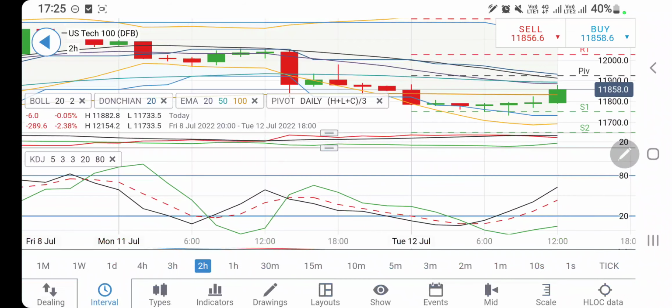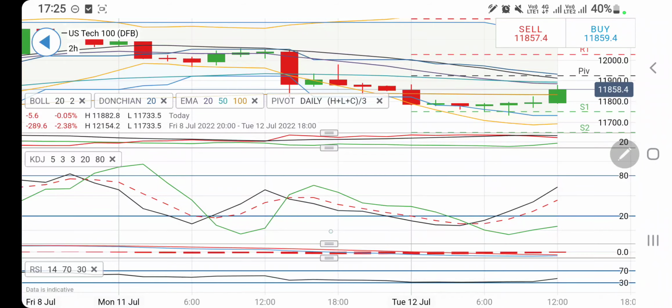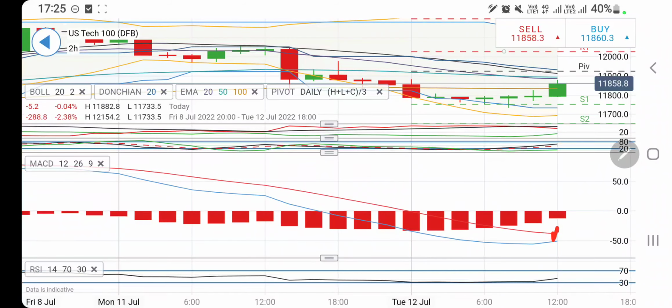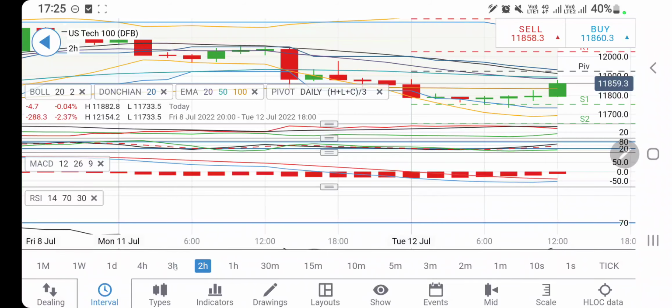Directional movement is bearish, trying to converge from here. It is trying to act bullish. The stochastic is looking upwards and acting bullish. If you look at the MACD, it is trying to converge, crossover for a bullish move. The RSI too is looking upwards.